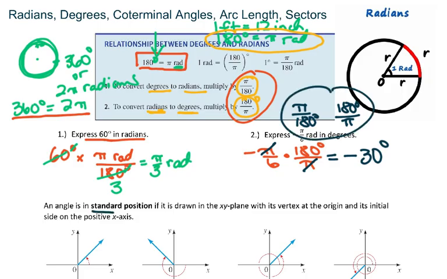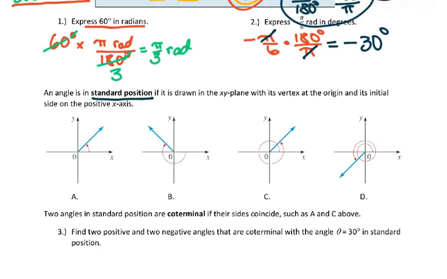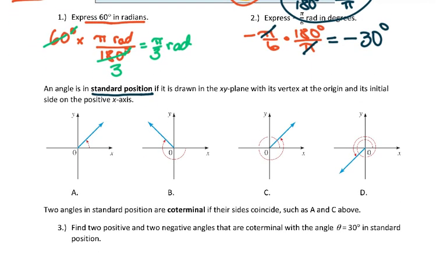Now let's look at standard position. An angle is in standard position if its vertex starts at the origin. So here's the origin, the vertex starts here on all 4 of these, and its initial side is on the positive x-axis. So here's its initial side, initial side, initial side, initial side. To create angles, we can go counterclockwise like this one, or we can go clockwise. If you go counterclockwise, that's a positive amount. If you go clockwise, that's a negative amount.